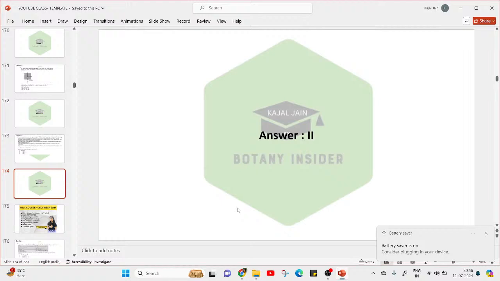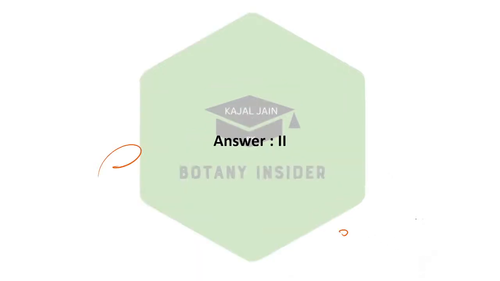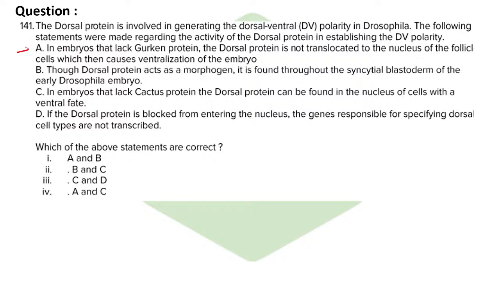So the answer for this particular question is option number B. First option is saying that in the embryo that lack the Gurken protein, the dorsal protein is not transcribed to the nucleus of the follicle cells, which then causes the ventralization. So we need to find out the correct statements.